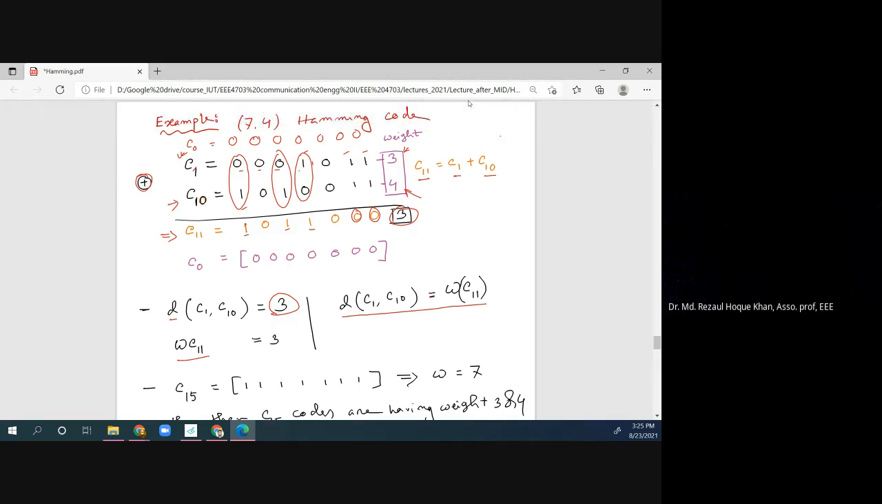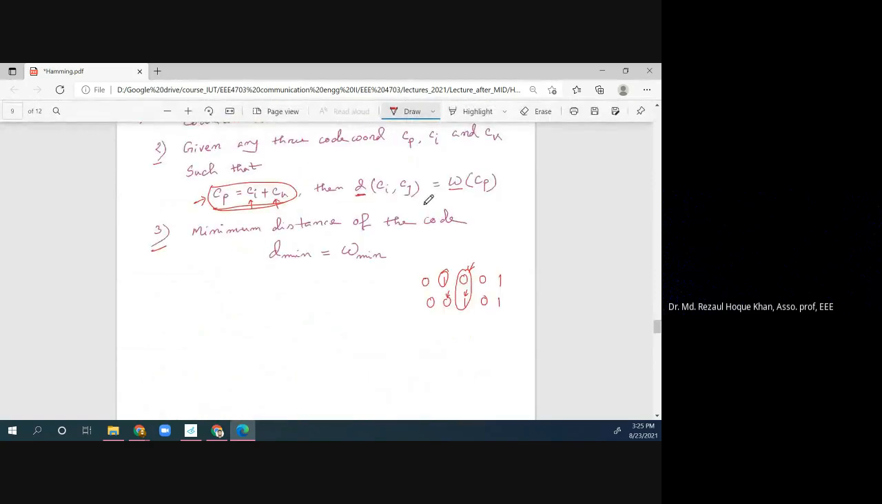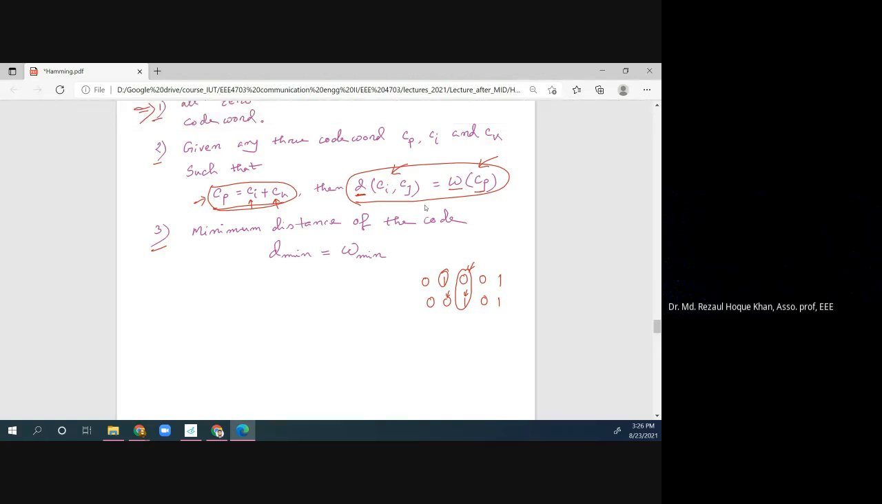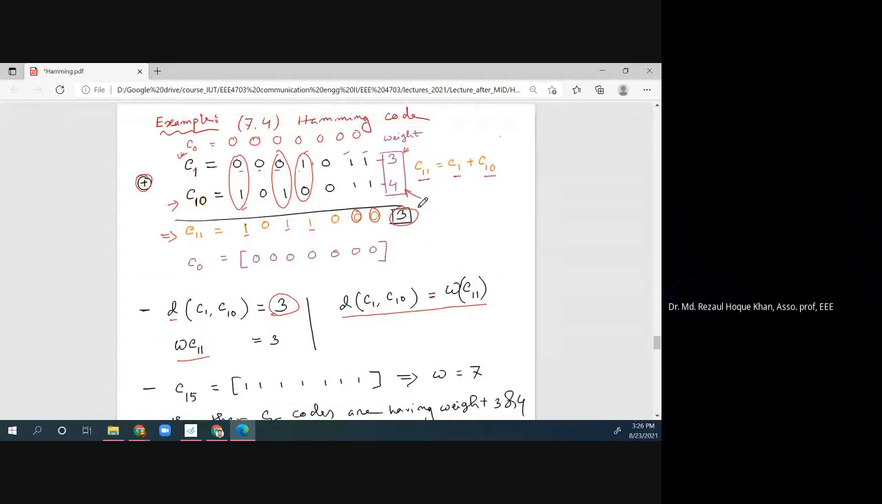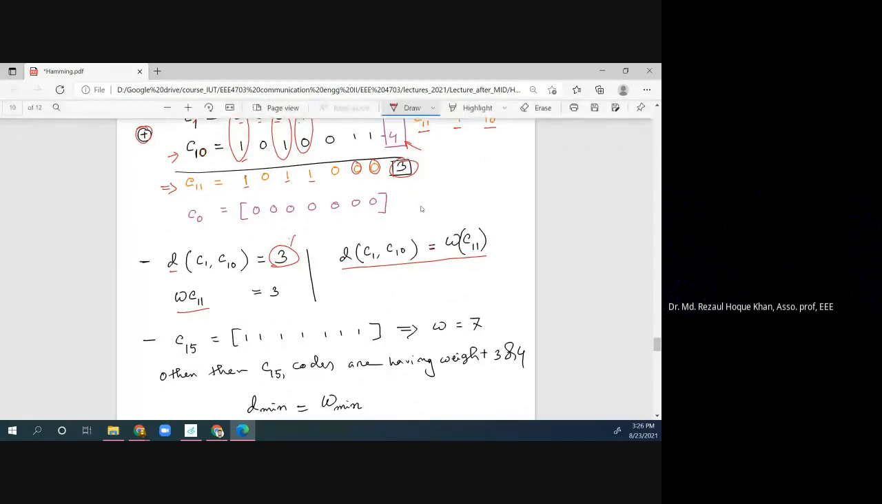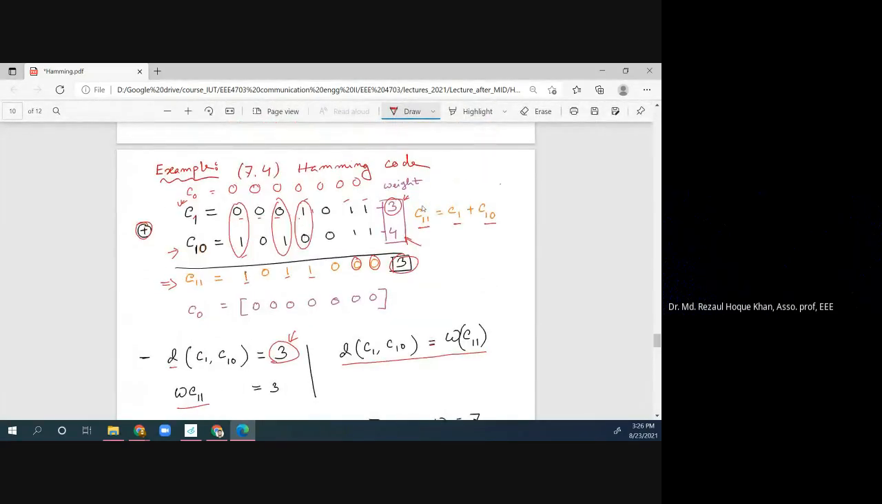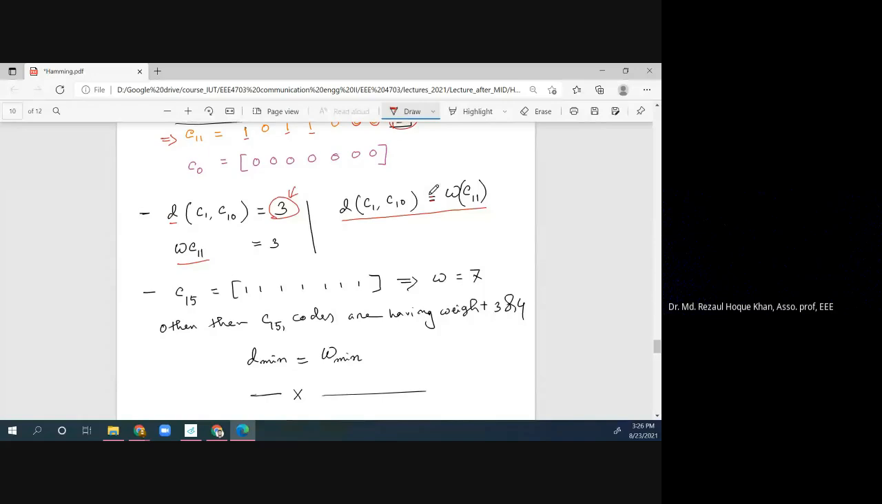So the distance between two individual codes is actually the weight of the resultant code. And the last one is that the minimum distance of the code, d minimum, is the minimum weight. What is d minimum? 3. We have seen d minimum is 3, and what is the minimum weight here? The minimum weight is 3. So the condition is fulfilled.